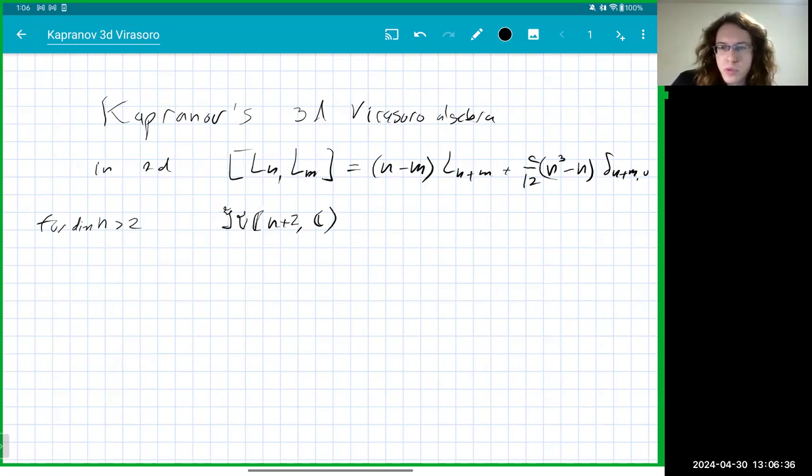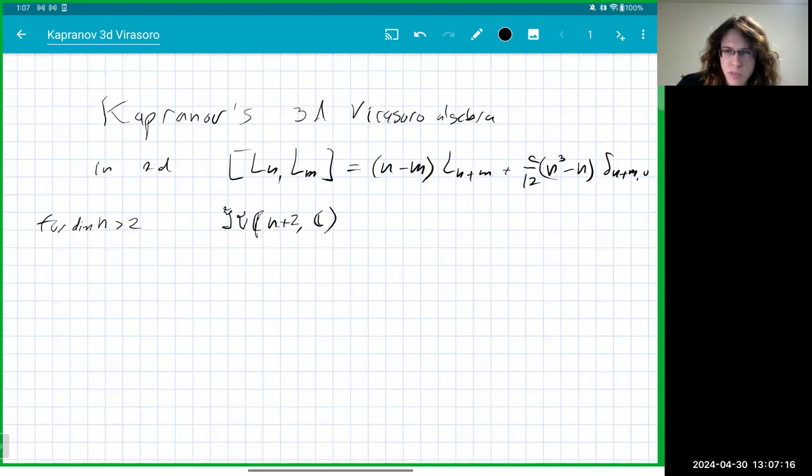And therefore, people are mostly using some kind of numerical bootstrap methods. But I think it would be nice to have some more analytic results as well. Today I will be talking about one attempt to get an infinite dimensional analog of this Virasoro algebra in higher dimensions. There are many others actually, but I will talk only about one today.